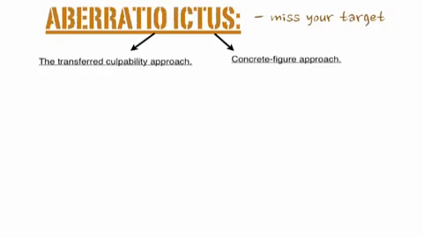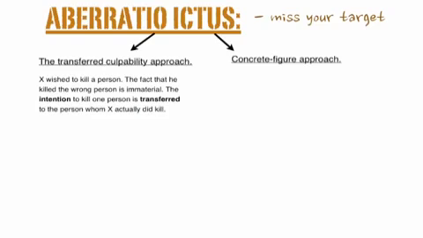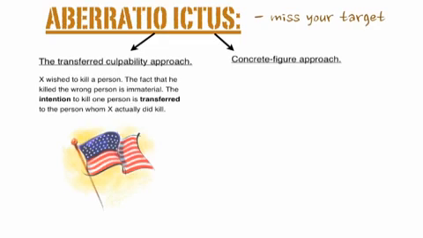According to the transferred culpability approach, X wished to kill a person. The fact that he killed the wrong person is immaterial. The intention to kill one person is transferred to the person whom X actually did kill.